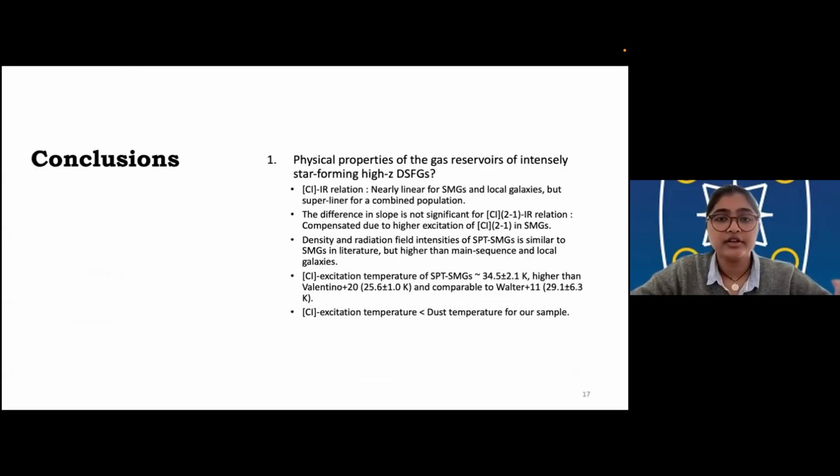So to conclude, from the physical properties of these intensely star-forming DSFGs, we can see that the C1-IR relation is nearly linear for SMGs for both the C1 transitions, and the difference in the slope is less pronounced for C1 2-1. The densities and radiation field intensities of these SPT SMGs are much similar to those of the SMGs in literature, but are higher than the main sequence and local galaxies. We find a median excitation temperature of 34.5 Kelvin, which is higher than some studies in the literature and comparable to others. And we find that the C1 excitation temperature is always lower than the dust temperature for our sample.